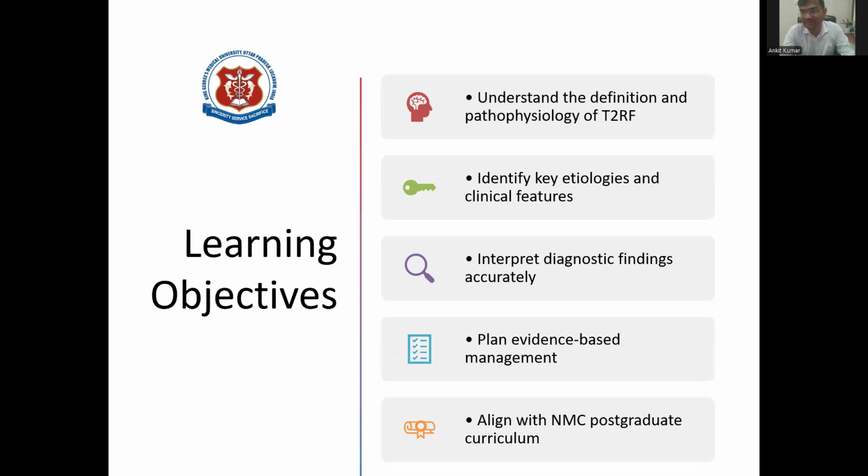The objective of today's presentation is first understanding the definition and pathophysiology of type 2 respiratory failure. Then we will discuss and identify key etiologies and clinical features. After that, how we can interpret type 2 respiratory failure accurately, and then evidence-based management of type 2 respiratory failure.